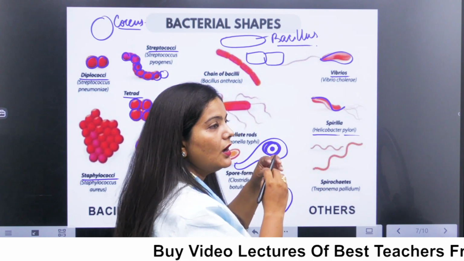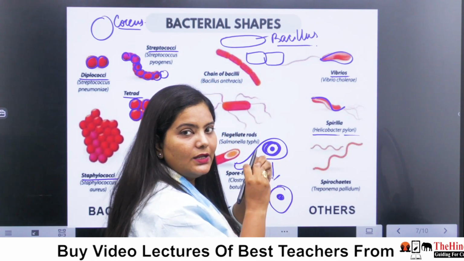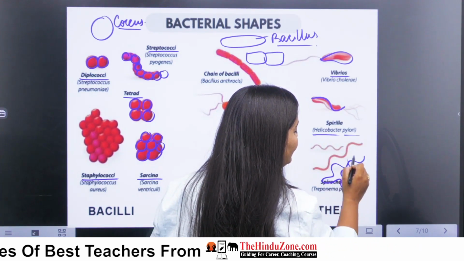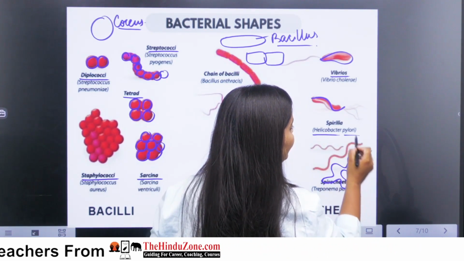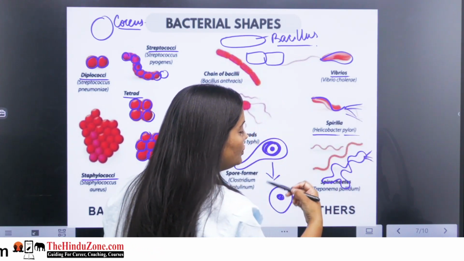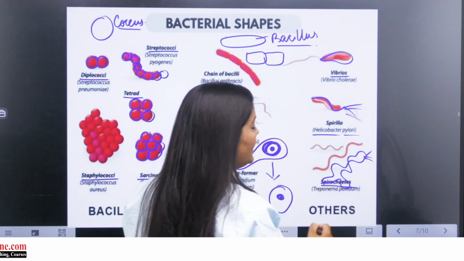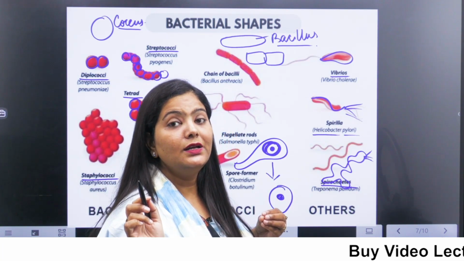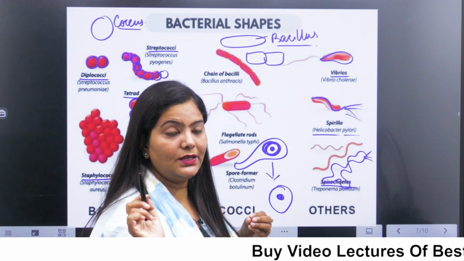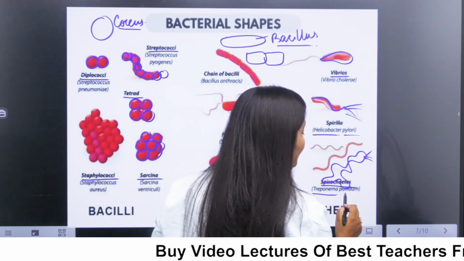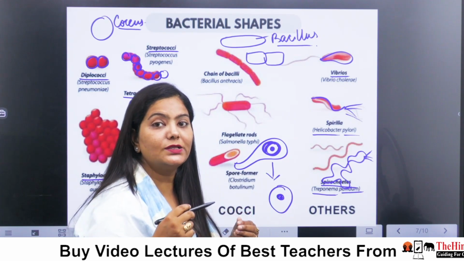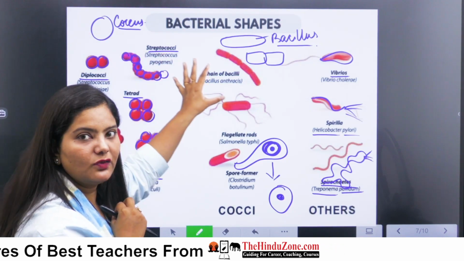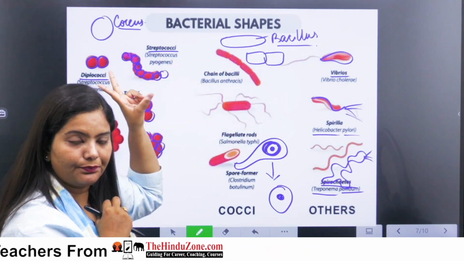If they are somehow not so rigid, a little bit elastic in nature, then they can form more spiralated character. They can also have a tuft of flagella at the end. So this is called spirochetes, and one very famous spirochete example, a STD causing bacteria, is Treponema pallidum, which causes syphilis. So these are some of the classifications of bacteria as per their shape.